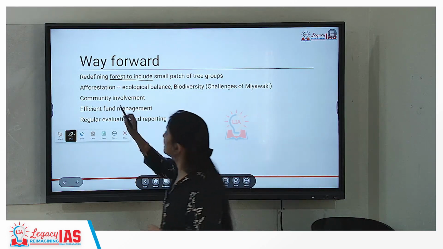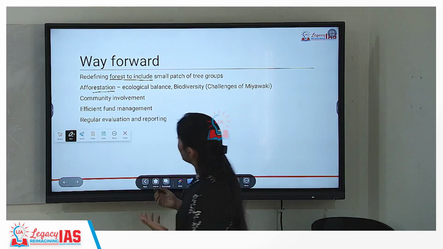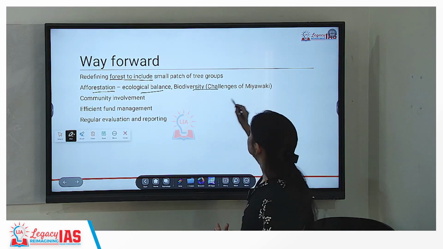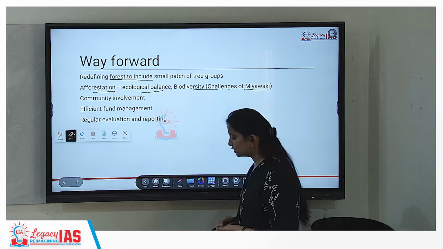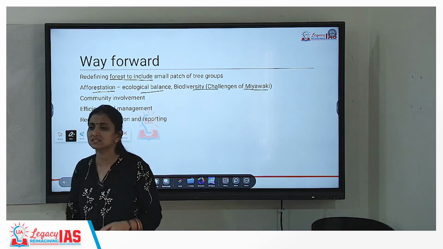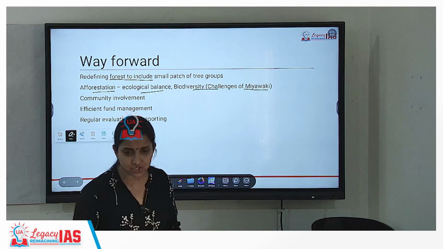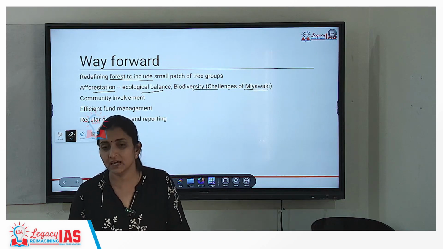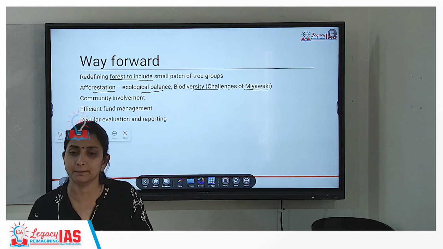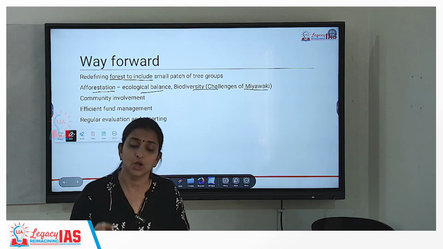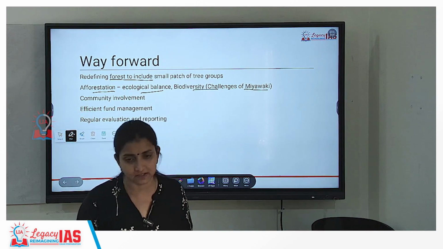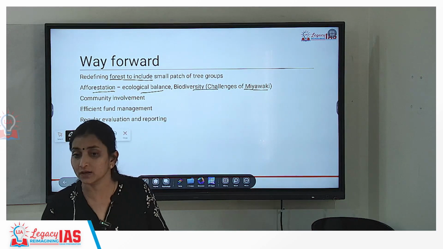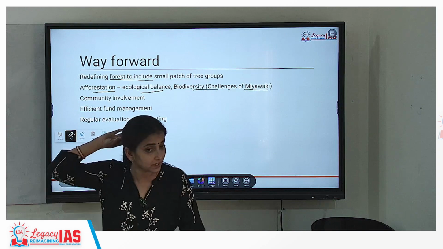Second solution is afforestation. So afforestation should ensure ecological balance, biodiversity. So in case of Miyawaki also we have observed that Miyawaki is usually a dense afforestation drive. So variety of trees have to be cultivated. But in Miyawaki that has been carried out in some parts of India, what we have observed is non-local trees have been planted in a particular area. So they may not be able to grow up to their capability or may also turn out to be invasive.